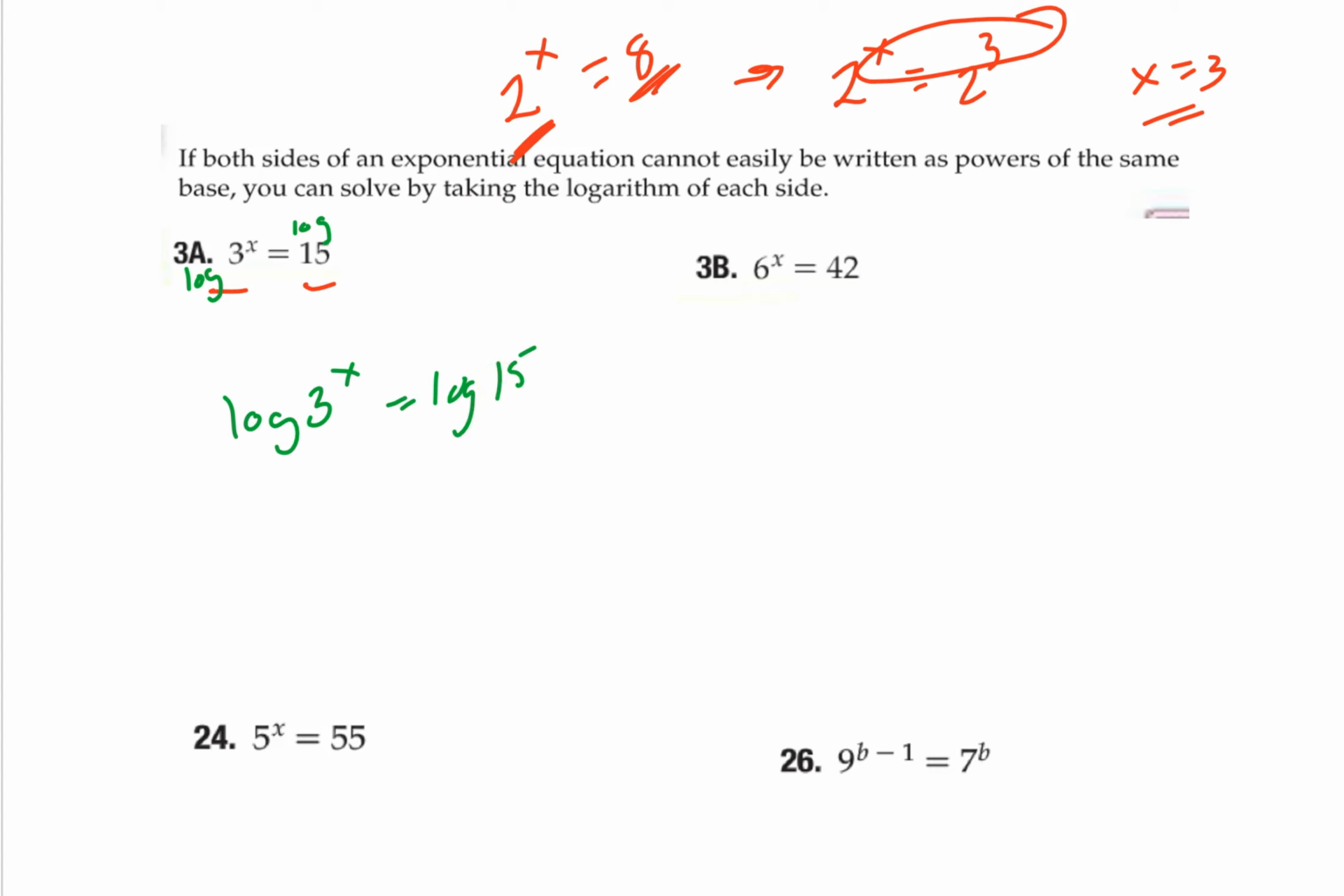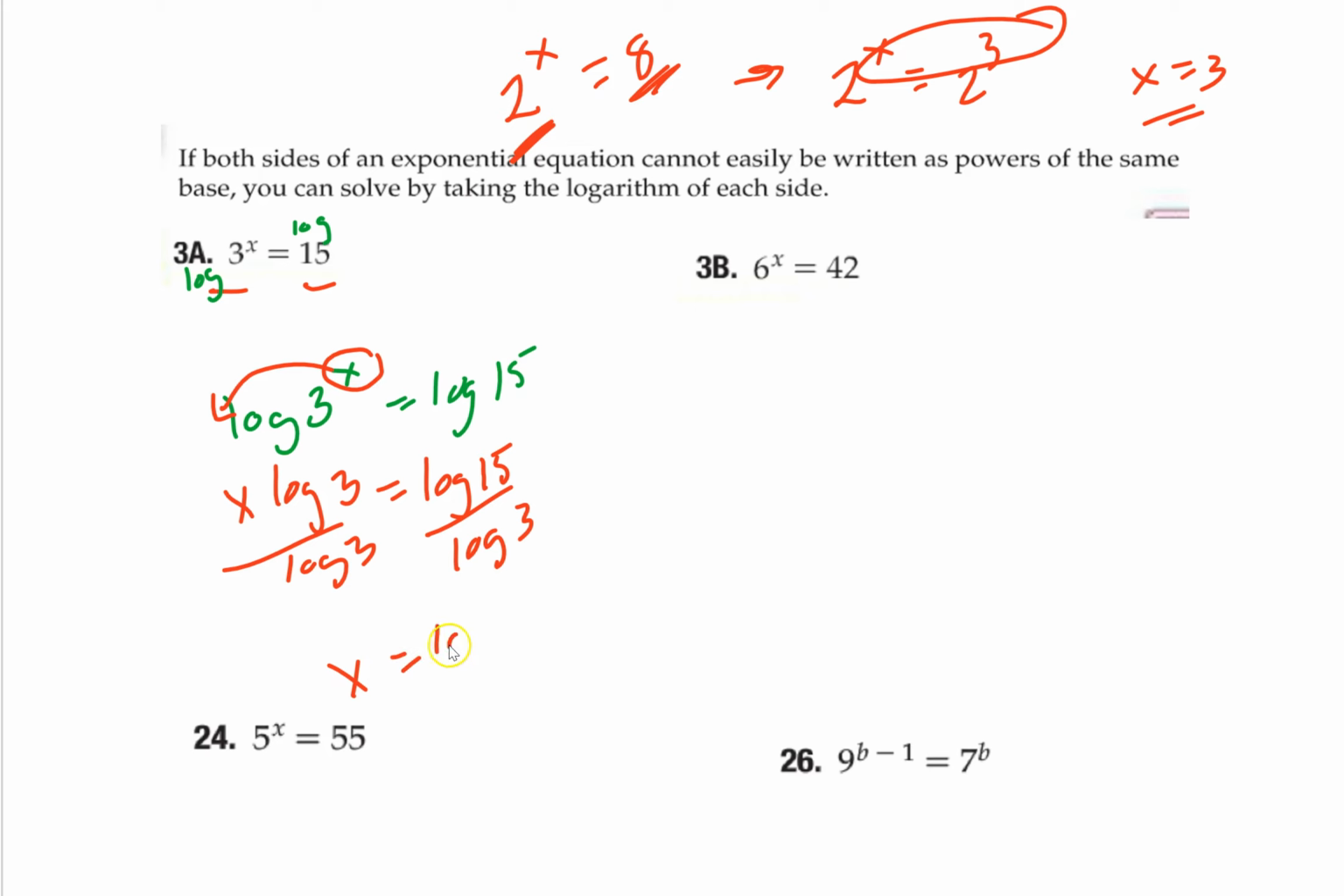You're like, what good does that do? Well, now you can use my favorite rule to bring this x to the front. So we have x log 3 equals log 15. And now I can actually solve this. I could divide by log 3. So x equals log 15 over log 3. Keep in mind this is not log 5. These are separate. It's log of 15, log of 3. These don't reduce. Or if you want, you put it in your calculator.